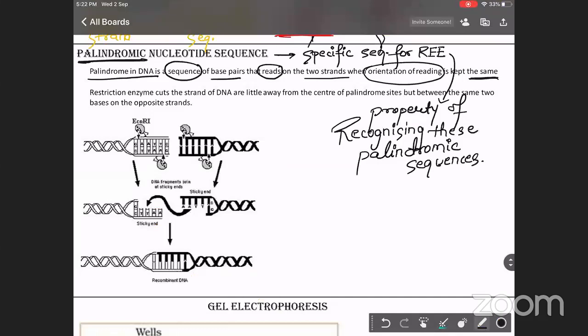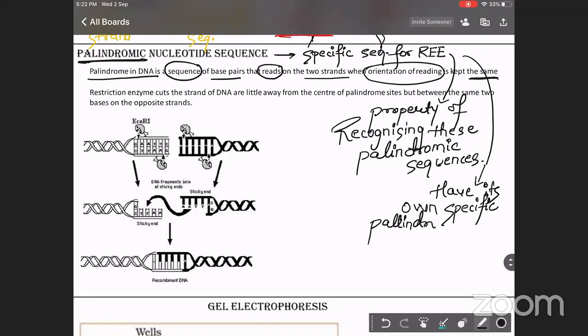Each and every restriction enzyme has its own specific palindromic sequence. Okay, let's go and see further what is written.